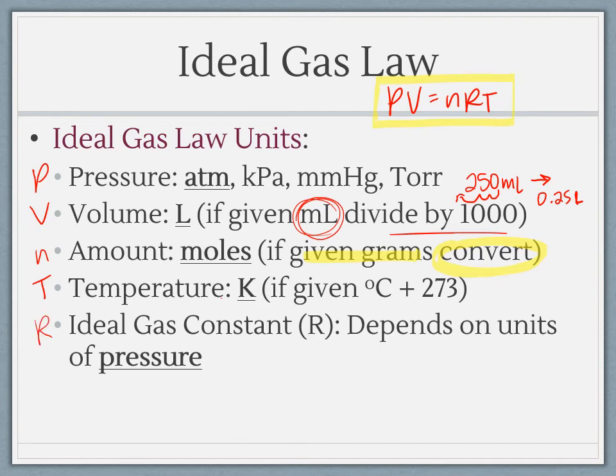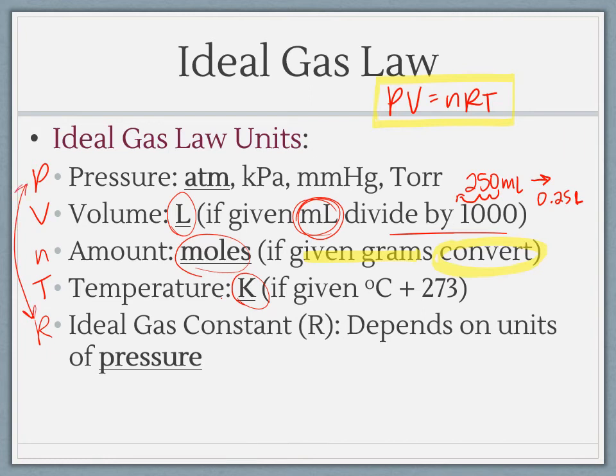And then R is that ideal gas constant that I mentioned to you before. Which R we use depends on the units of pressure. We have different R's based on which unit the pressure is in. The other three do not change. It's always liters, moles, and Kelvin. So pressure is the only one that varies.